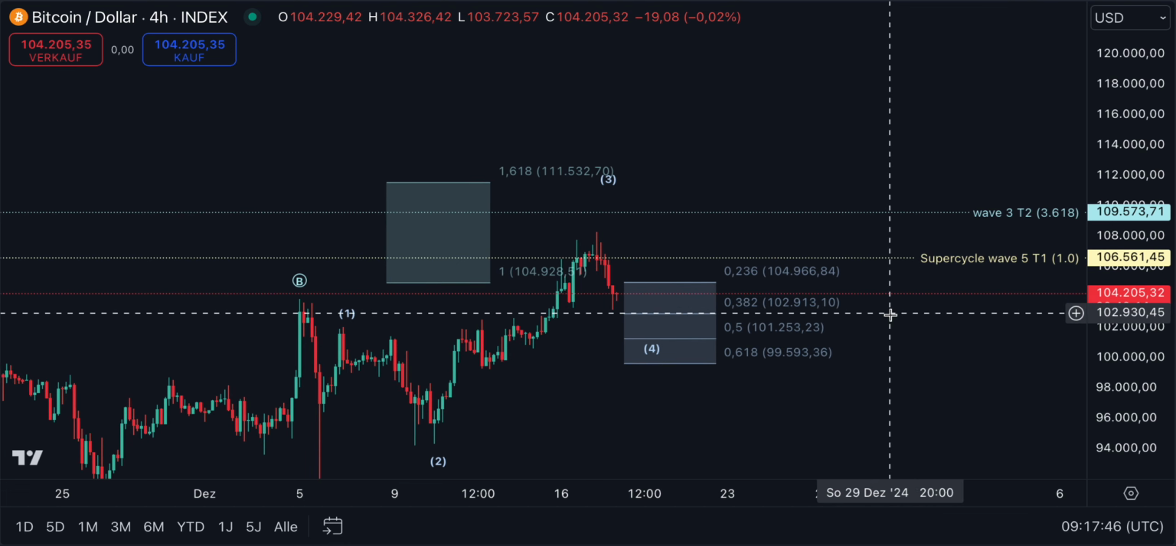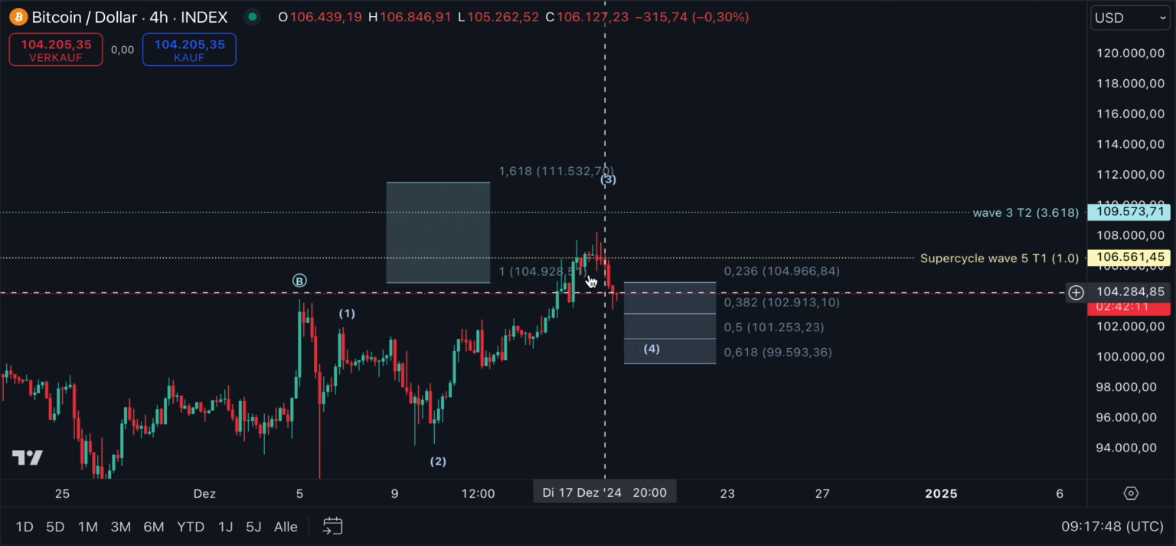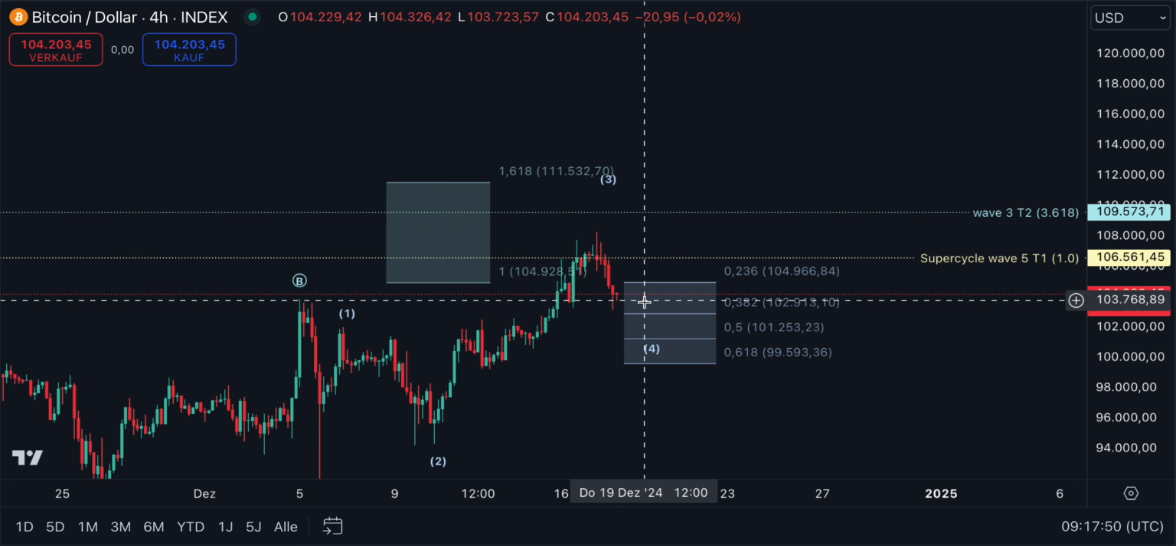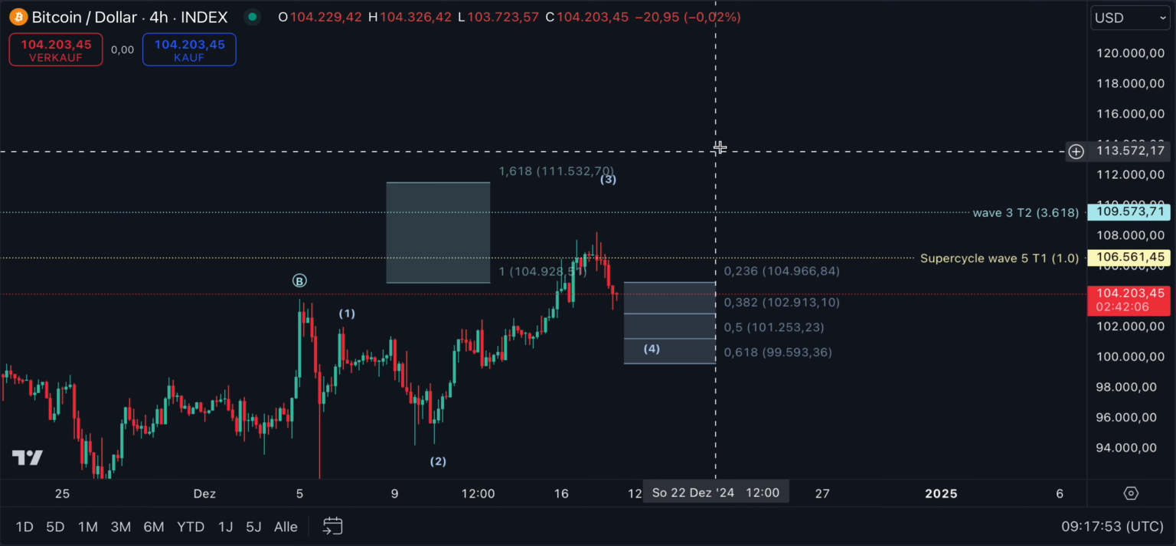And with that said, we are expecting a dip here, maybe even lower. Maybe we have already reached the lows, and then we will continue upwards to new highs.